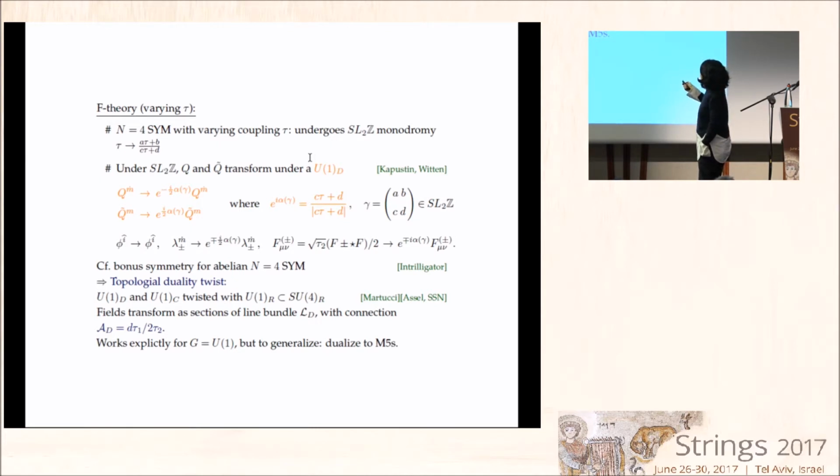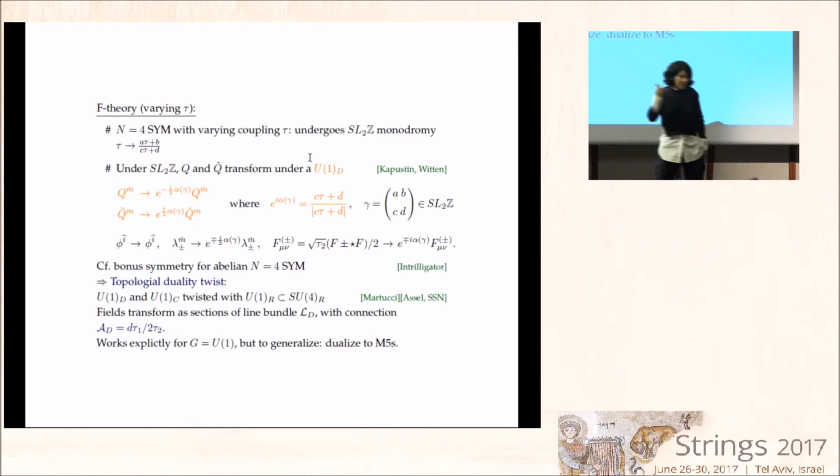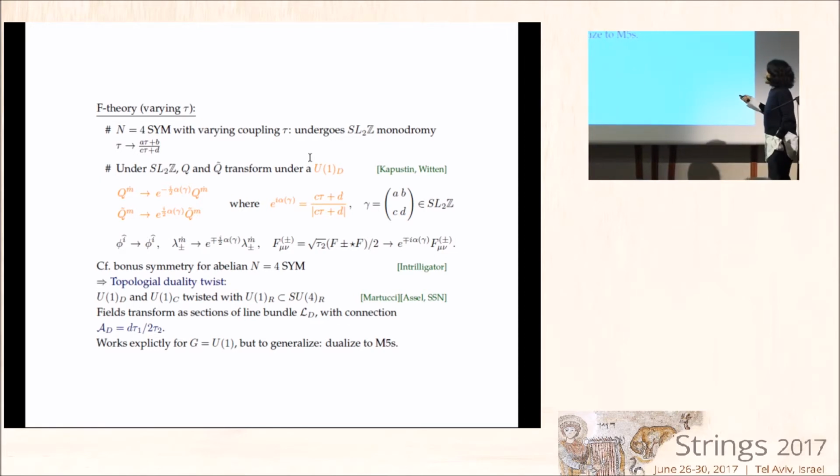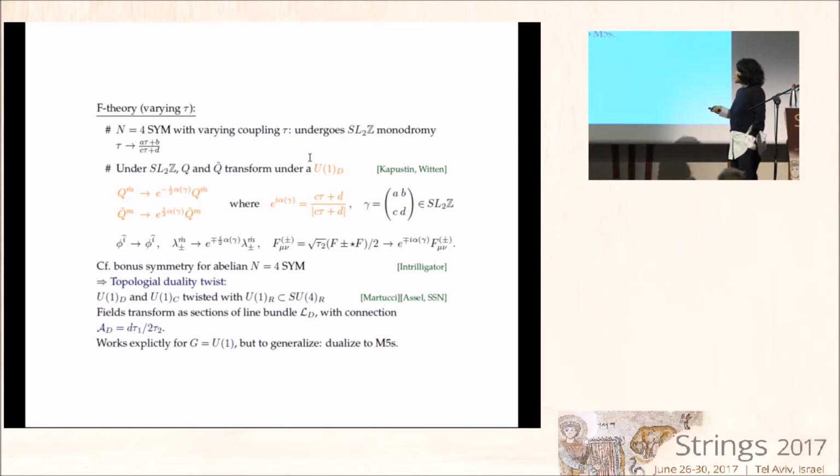e^{i alpha} is defined in terms of this duality element in SL(2,Z), so a, b, c, d are integers with the determinant being 1. And this phase is determined in this way. The whole thing also acts on the fields of, say, the abelian supergravity theory in the following way. The scalars are invariant. The fermions transform with the same phase as the supercharge. And this combination of the field strength transforms with the phase e^{±i alpha}. These charges can also be identified with the abelian N=4 supergravity theory with what's called the bonus symmetry of the N=4 theory.